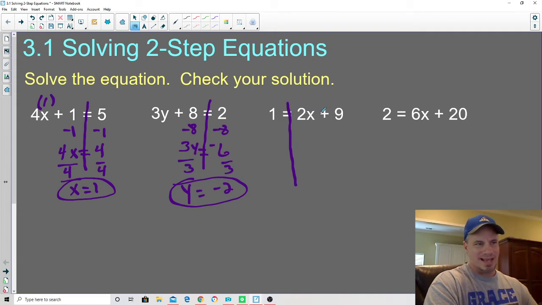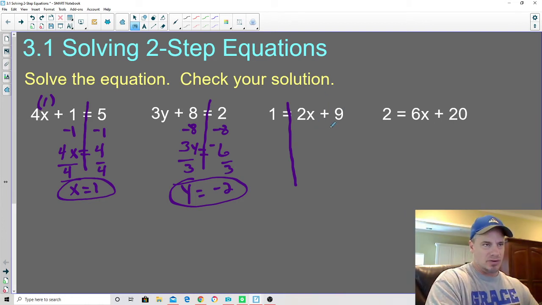I want to look to the right-hand side because that's where the variable is. I've got to get rid of the 2 and the 9, but I want to divide last, so I'm going to get rid of the 9 first. So minus 9, minus 9. 1 and negative 9 give me negative 8. You subtract because of the different signs. This comes down as 2x. That goes away, so I have 2x equals negative 8.